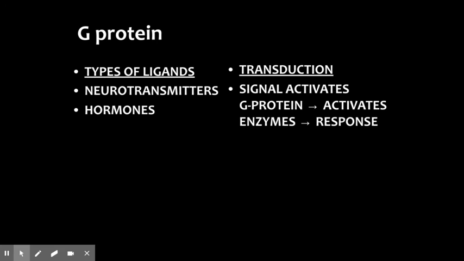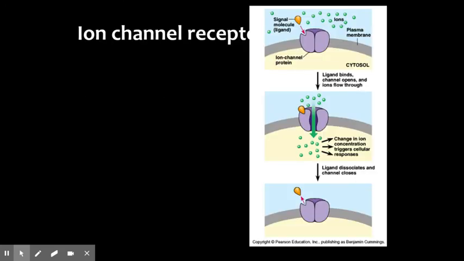So that's G protein. All right, next we have the ion channel receptor. Again, before I even show notes, let's just look and see what's happening in the diagram. You can see in the first panel, the gated ion channel receptor is closed. And then once the signal molecule binds, it causes that conformational or shape change in the protein, causing the channel to open. And now ions can pass through the cell membrane.